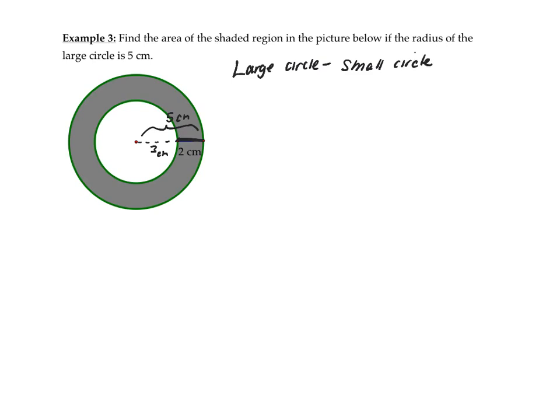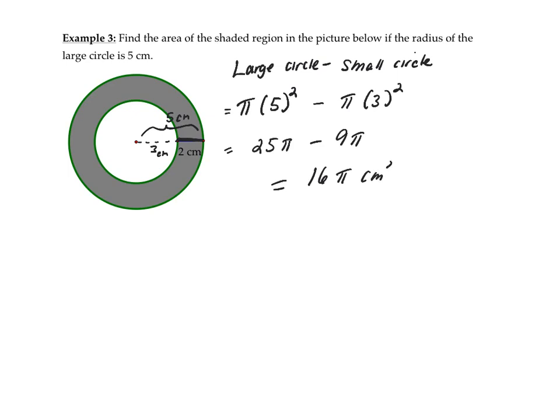Okay, for the large circle, its area is going to be given to us by pi times 5 squared because its radius is 5. The small circle will have an area equal to pi times 3 squared. So that will be equal to 25 pi minus 9 pi. 25 pi minus 9 pi gives us 16 pi centimeters squared. So this is the area of the shaded region. And again, it's an exact form because we left it in terms of pi.